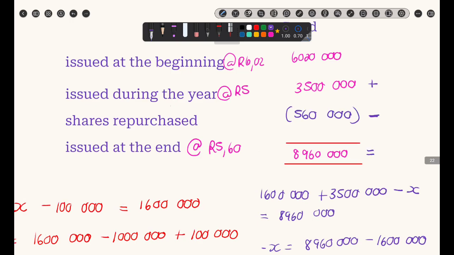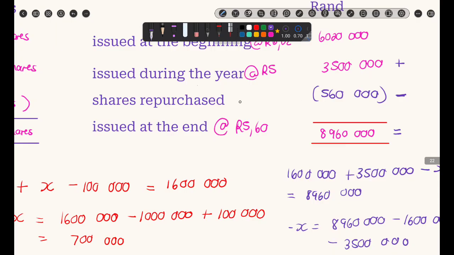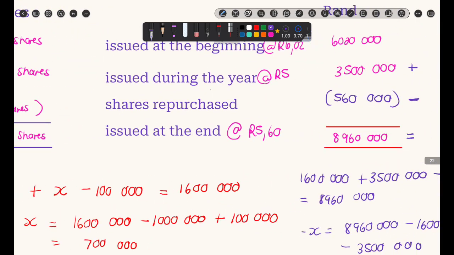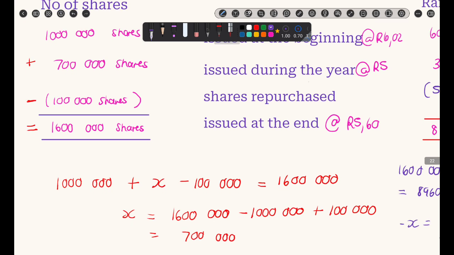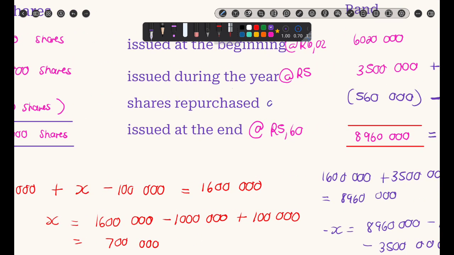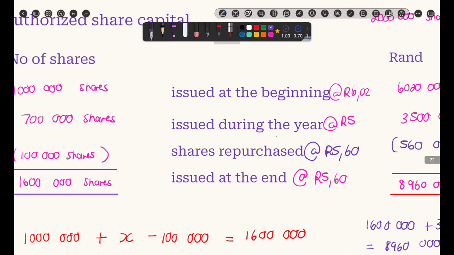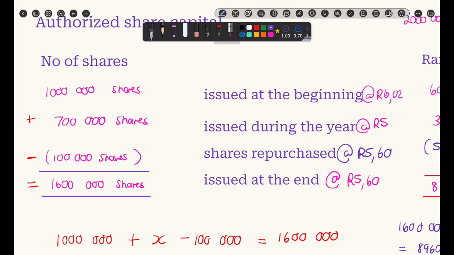So minus 560,000. Now can you see, I can find my average price or my price per share for my buyback, which is going to be 560,000 divided by 100,000, which is going to be 5 Rand 60. Then I have completed my what? I have completed my ordinary share capital note.